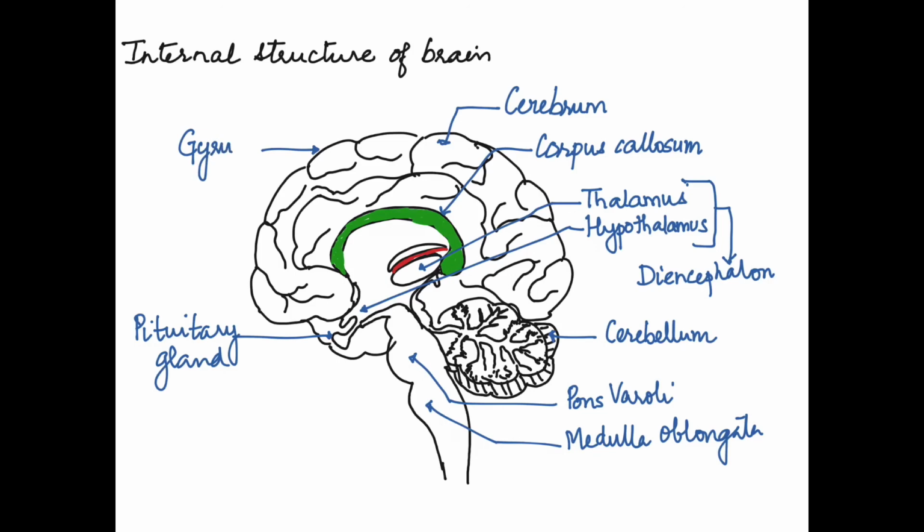The cerebrum contains ridges called gyrus. Gyrus is the singular and gyri will be the plural. It has depressions which are called sulcus, that is again the singular form, and plural is called sulci. So this is the internal structure of the brain.